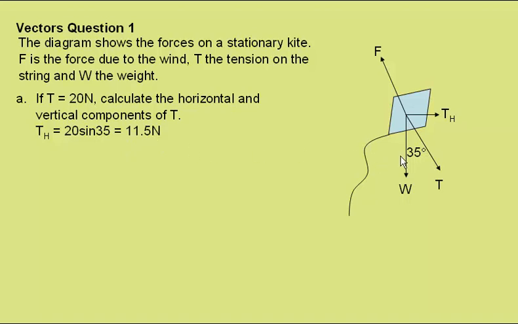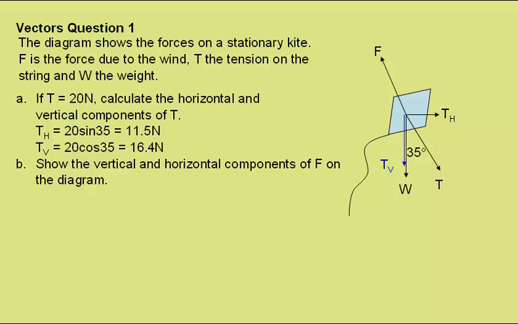The vertical component will act down here. I've coloured it blue so it stands out from the weight, and I've called it T sub v. Here we're going across the angle, so T sub v, the vertical component of tension, will be 20 cos 35, which is 16.4 newtons.